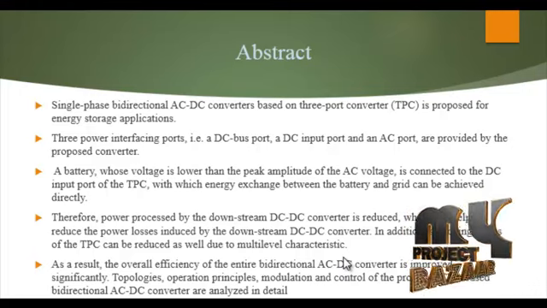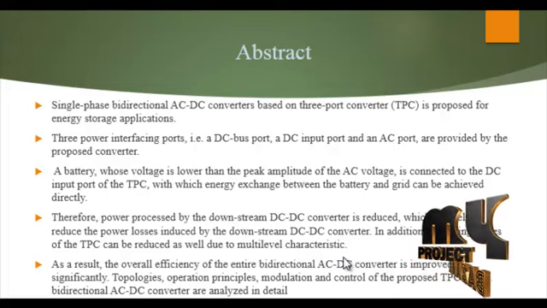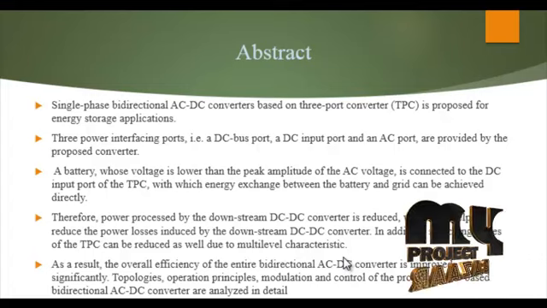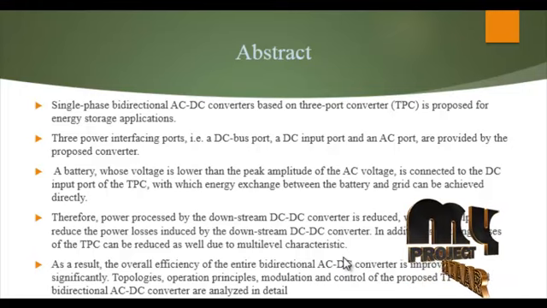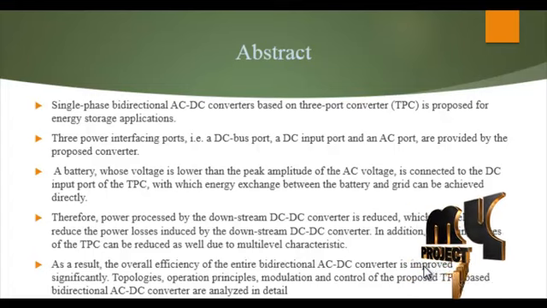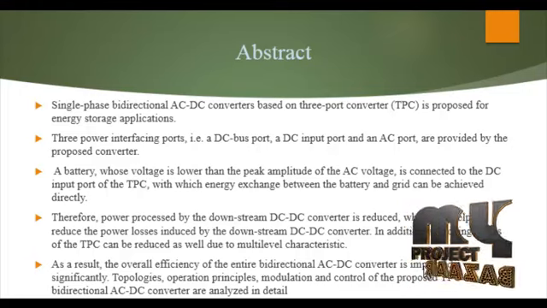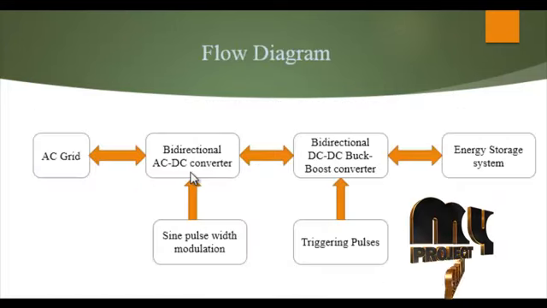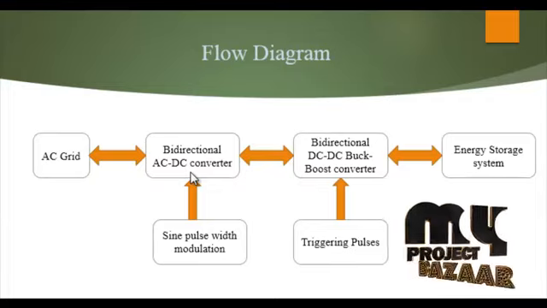In addition, the switching losses of the 3-port converter can be reduced as well due to its multi-level characteristics. As a result, the overall efficiency of the entire bidirectional AC to DC converter is improved, and the topologies, operation principles, modulation and control of the proposed bidirectional AC to DC converter are analyzed in detail. Now we are going to discuss the flow diagram of our product.